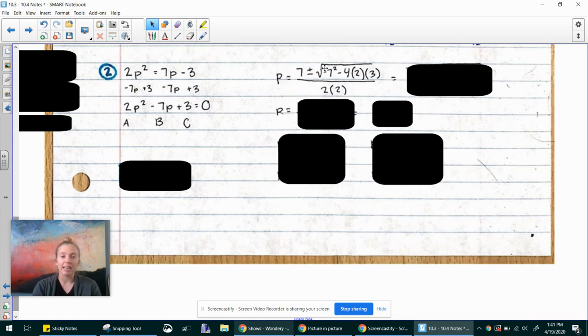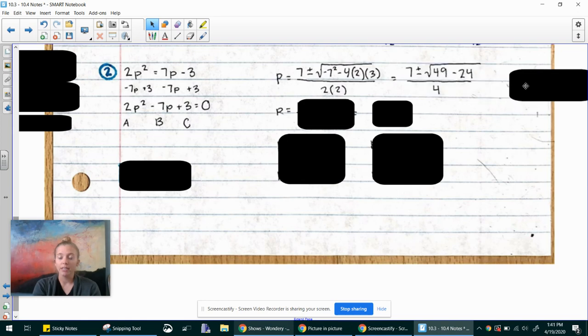So p equals negative b plus or minus the square root of b squared, so negative 7 squared, minus 4ac. A is 2, c is 3, all over 2a. A is 2. Once we do the multiplication and squaring, we end up with 7 plus or minus the square root of 49 minus 24 over 4. Remember that when we square a negative, it always becomes positive. So negative 7 squared is positive 49. 4 times 2 times 3 is 24, and 2 times 2 is 4.